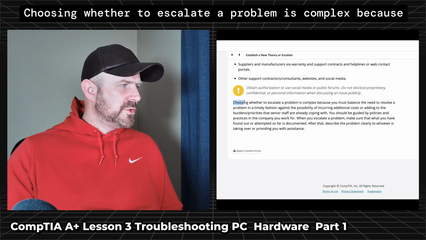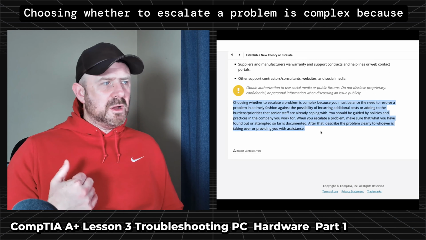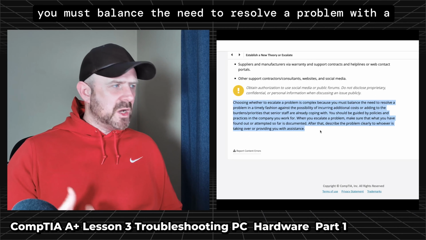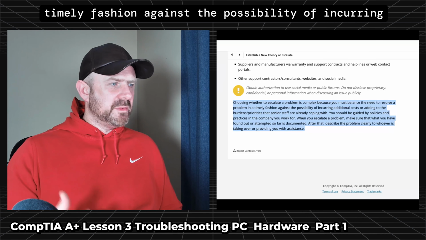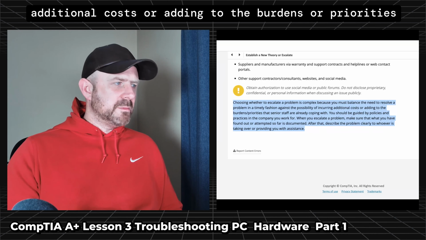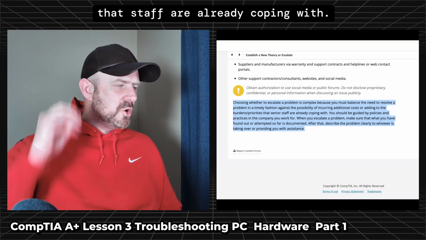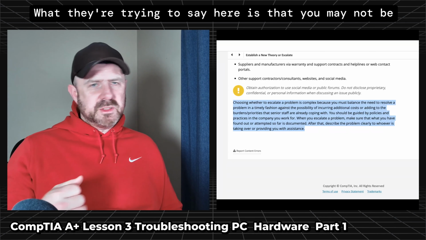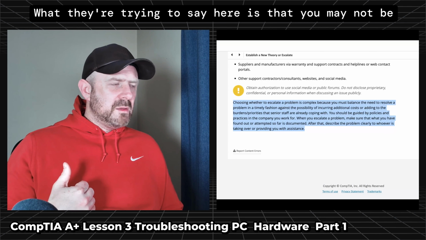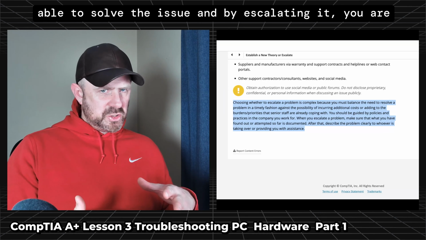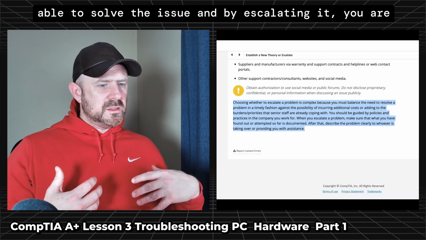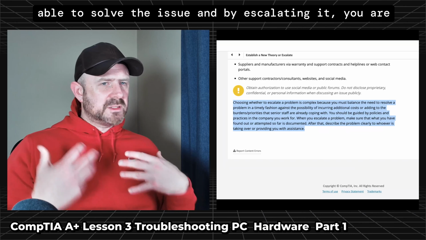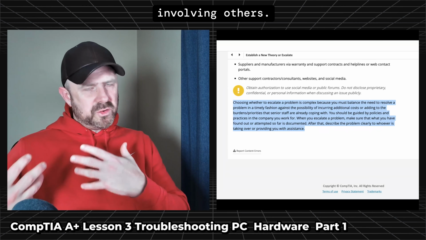Choosing whether to escalate a problem is complex because you must balance the need to resolve a problem in a timely fashion and the possibility of incurring additional costs or adding to the burdens of priorities that staff are already coping with. What they're trying to say here is that you may not be able to solve the issue, and by escalating it, you are involving others.